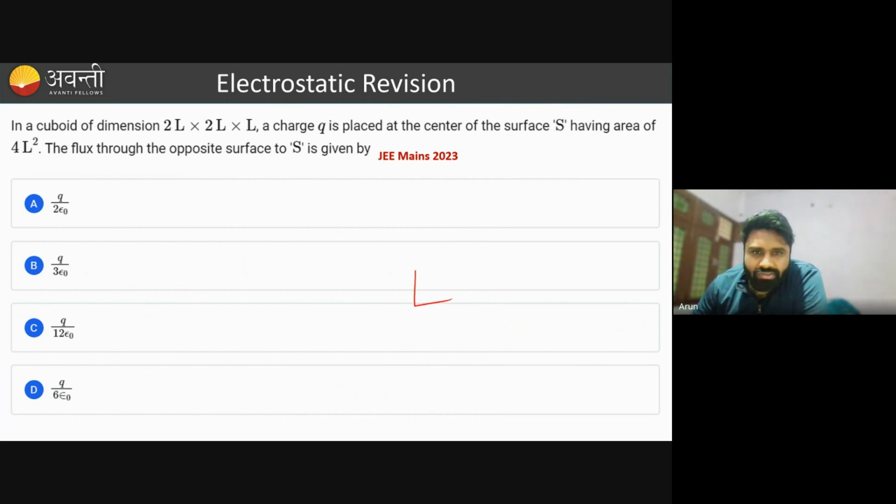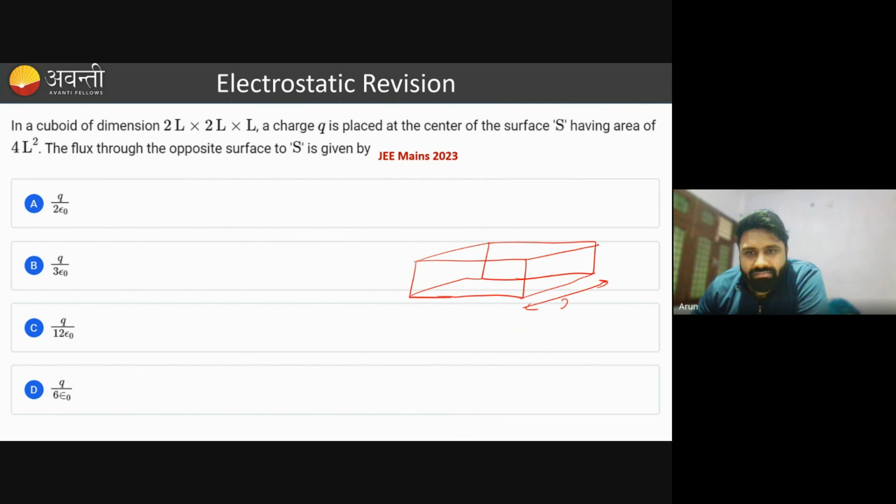So what do we have in this question? We have a cuboid. I'm drawing this cuboid. This is the cuboid we have. This length is 2L, which is given to us. This is also 2L. And this height is L. So what is given to us? That in a cuboid, a charge Q is placed at the center of surface S, having an area 4L square. So only this surface has an area 4L square, or the upper one.